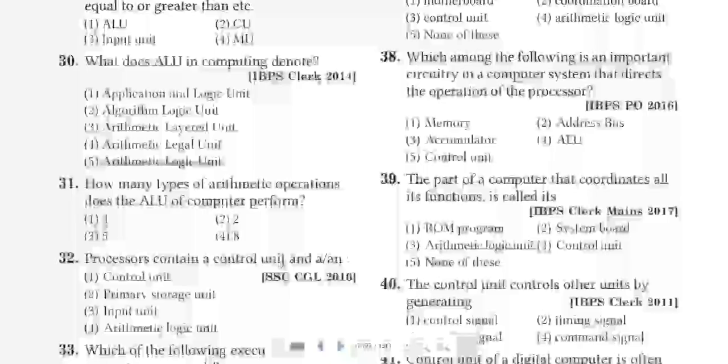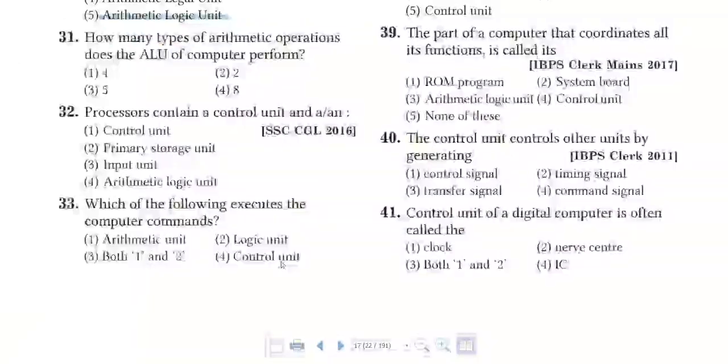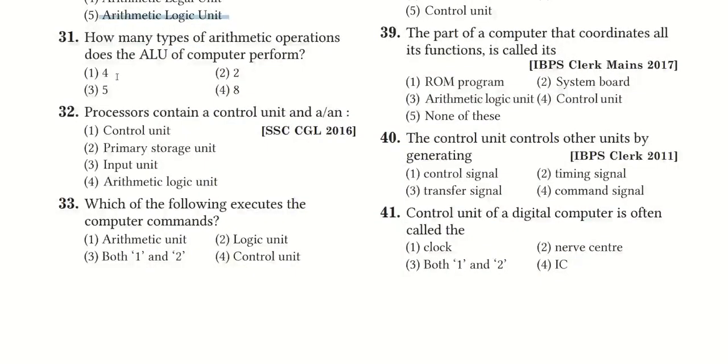How many types of arithmetic operations does the ALU of the computer perform? The ALU of the computer performs four types of arithmetic operation.